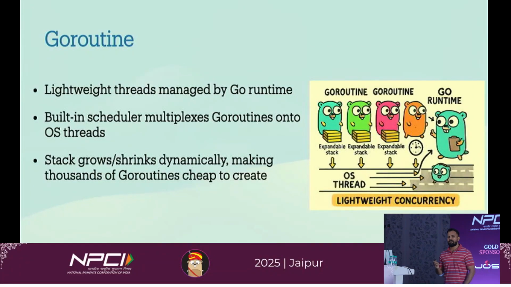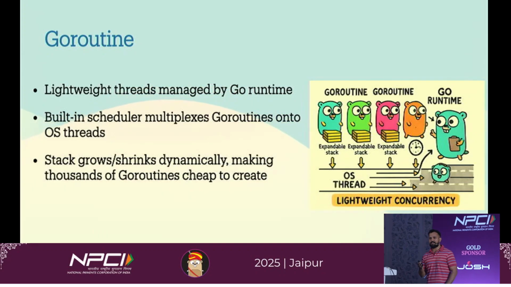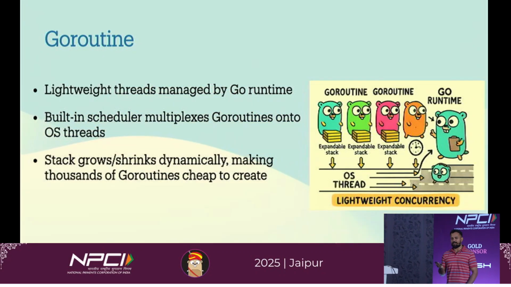So let's talk about the first concurrency primitive, the Go routine. A Go routine is nothing but a lightweight thread managed by the Go runtime, and these are multiplexed by the Go scheduler onto OS threads. Usually, whenever you are writing concurrent programs in different languages, you are pretty much creating an OS-level thread, which is super heavy. But in this case, the Go routines that are created are managed by the Go runtime.